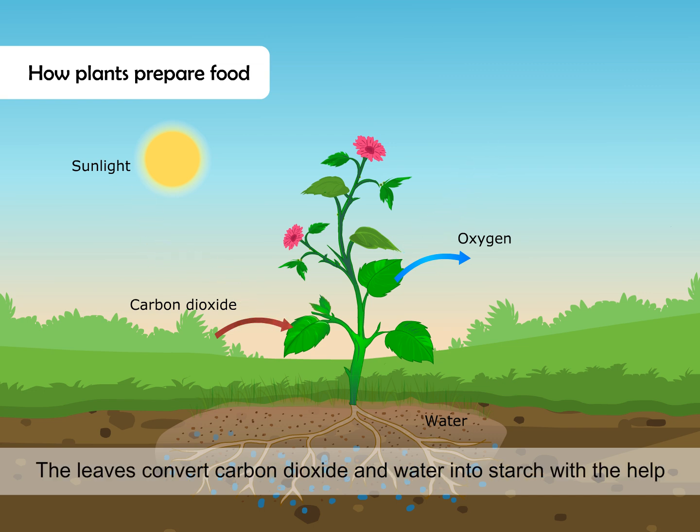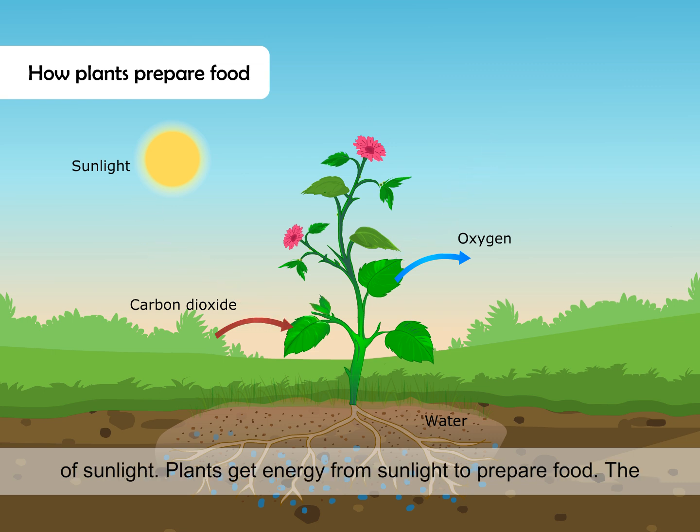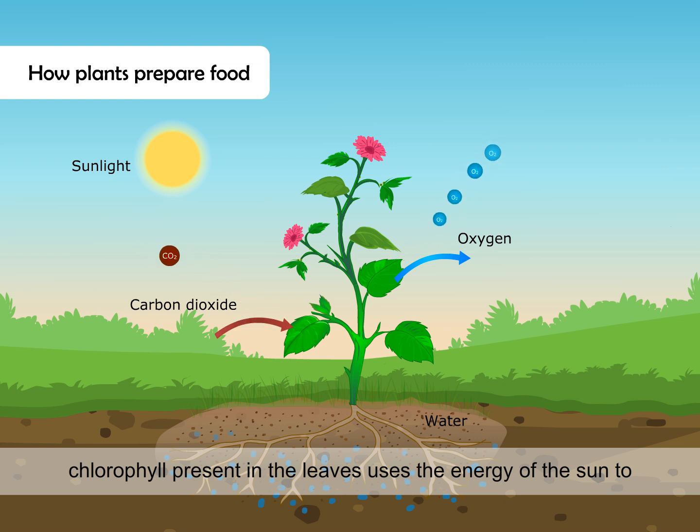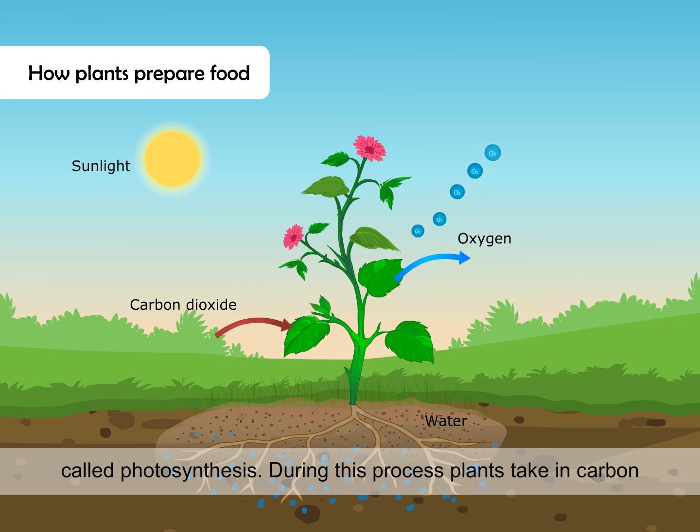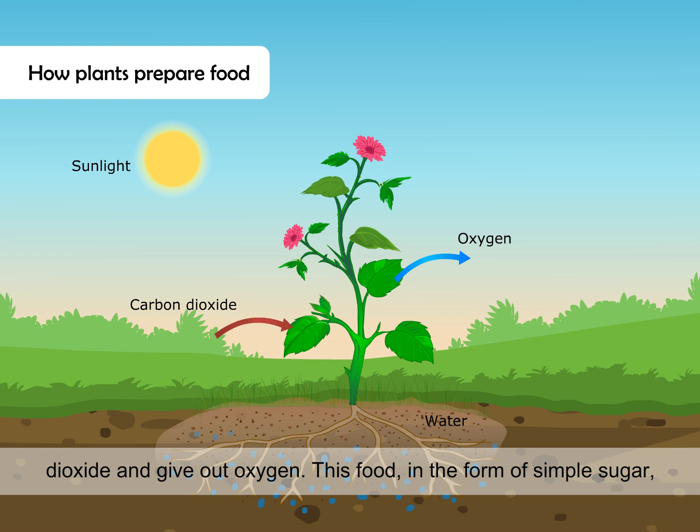The leaves convert carbon dioxide and water into starch with the help of sunlight. Plants get energy from sunlight to prepare food. The chlorophyll present in the leaves uses the energy of the sun to combine water and carbon dioxide to make food. This process is called photosynthesis. During this process, plants take in carbon dioxide and give out oxygen.